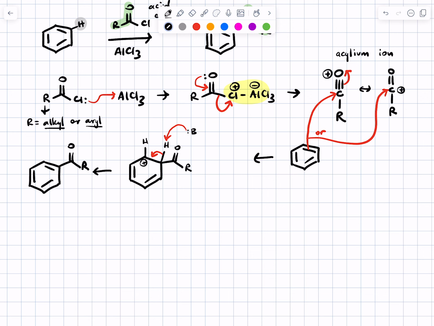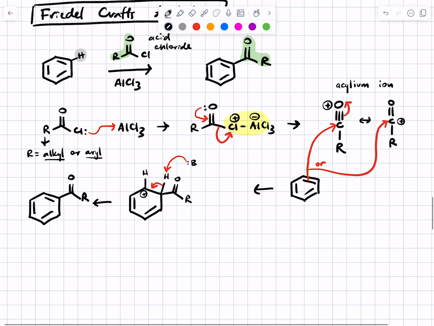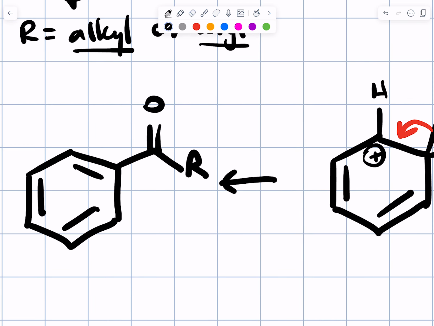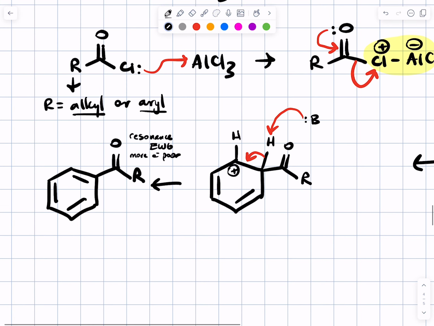All right. Questions about that mechanism? We want to pause to notice that the group we have just installed fits the pattern for a resonance electron withdrawing group, meaning we would expect it to make the benzene ring more electron poor. Okay? Let's see. Others? Yeah. If it's more electron poor, it's going to be less reactive, correct? That's right. If it's more electron poor, it will be less reactive as a nucleophile.